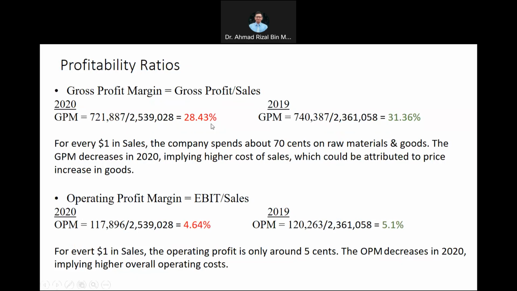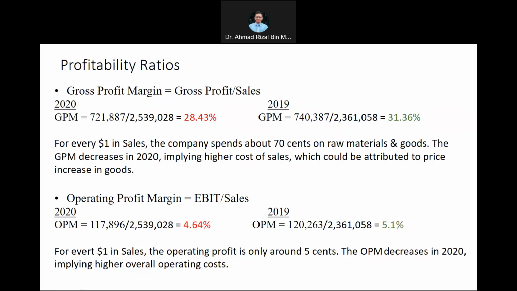So in this case, we interpret it as for every $1 in sales, the company spends about 70 cents on raw materials and goods. Again, you have to first compare with your previous performance. And secondly, you have to assess carefully with regards to the practice in the market, whether or not this is acceptable. Is this considered as a good cost management? Are you doing a proper costing on your raw materials, etc.